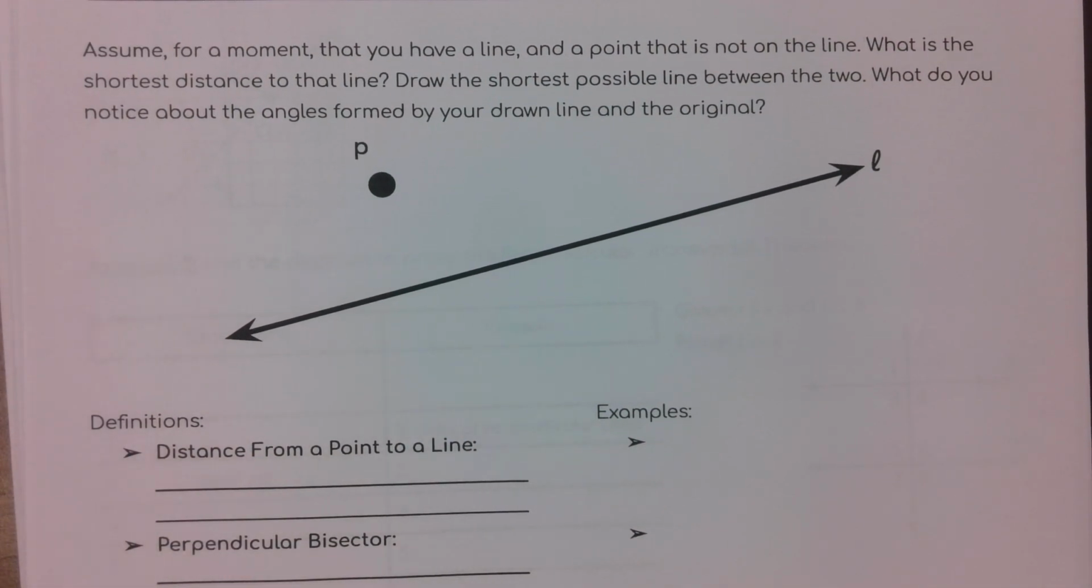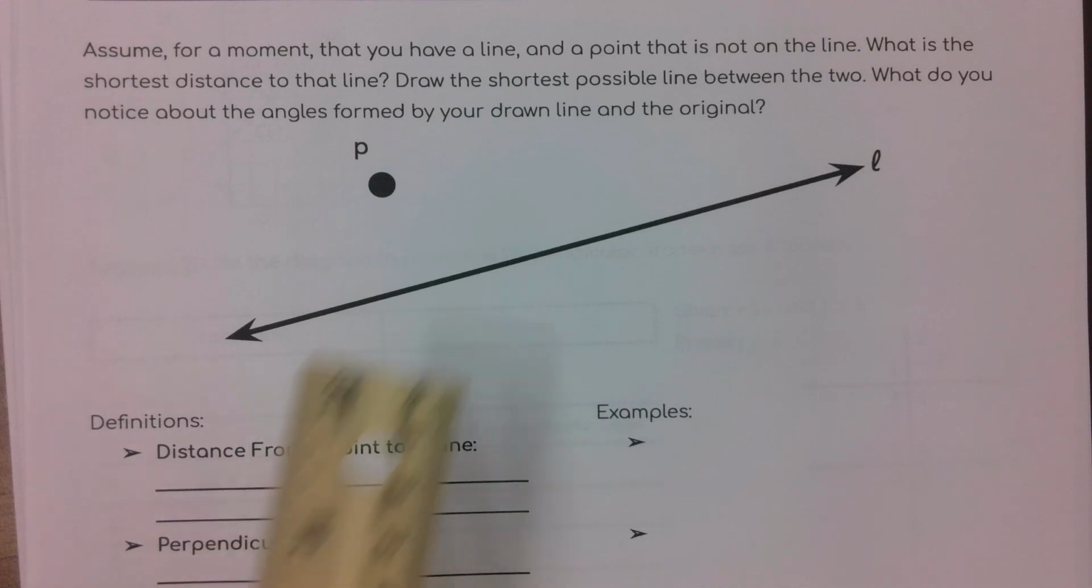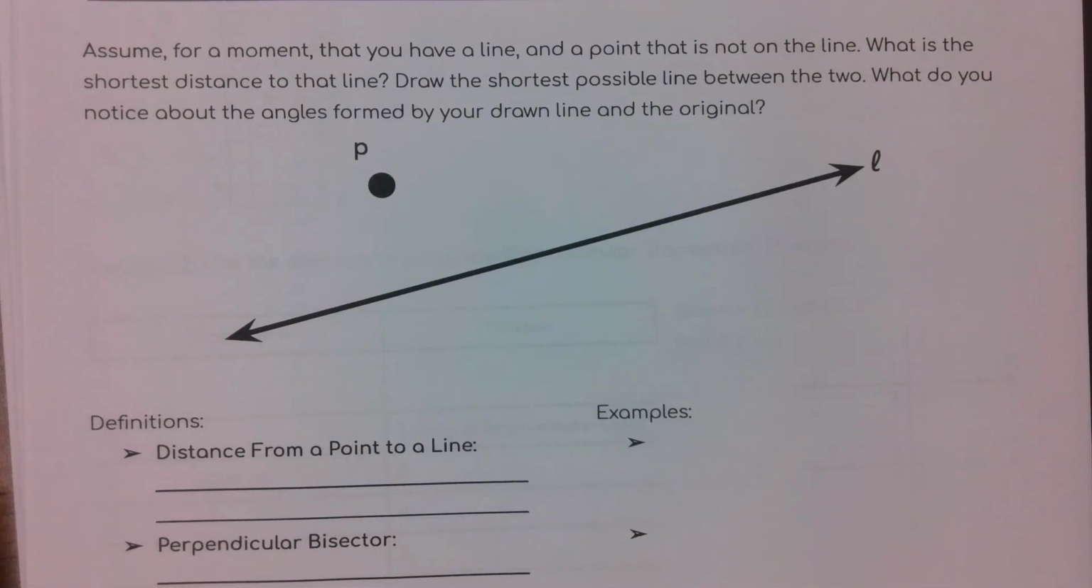Assume for a moment you have a line and a point that is not on the line. What is the shortest distance you could draw to that line? Okay, so we have a point and a line, and we can make any segment connecting the two of them. And we need to figure out which segment will be the shortest possible route.